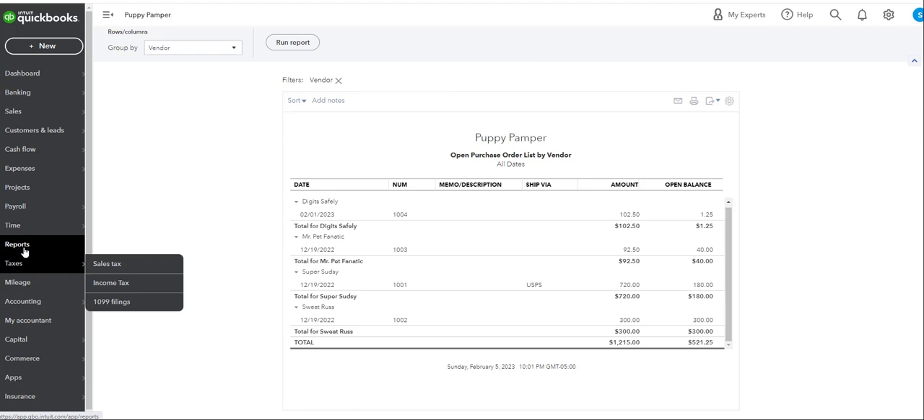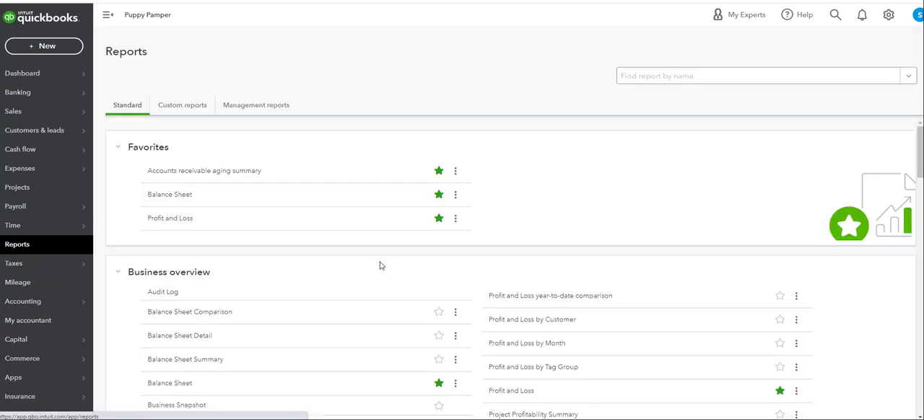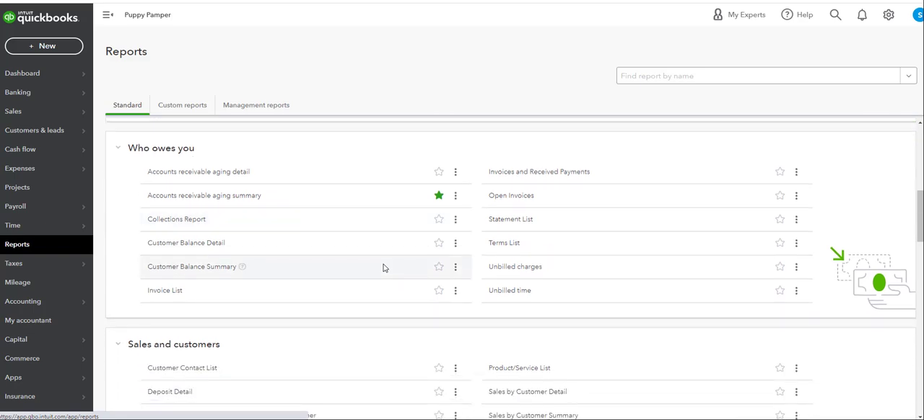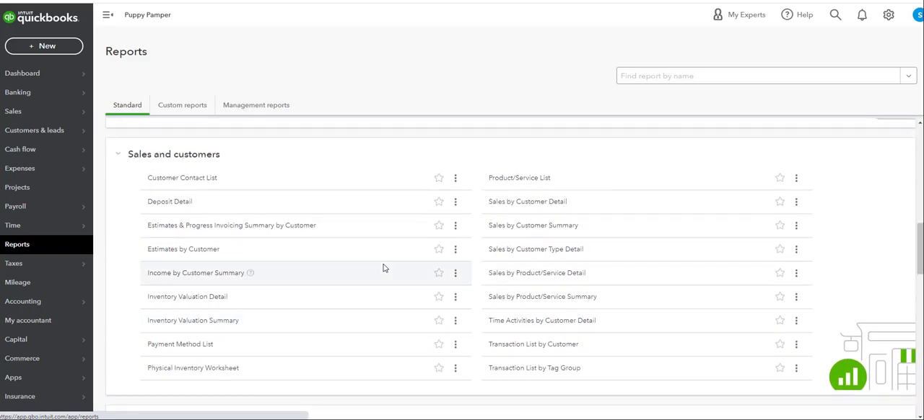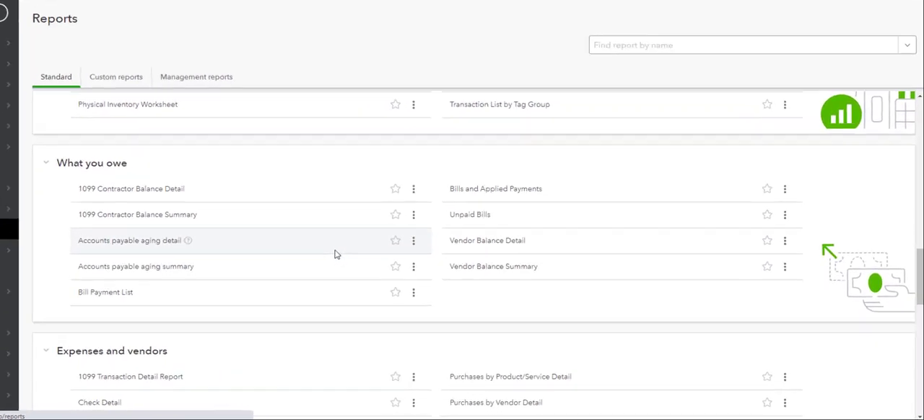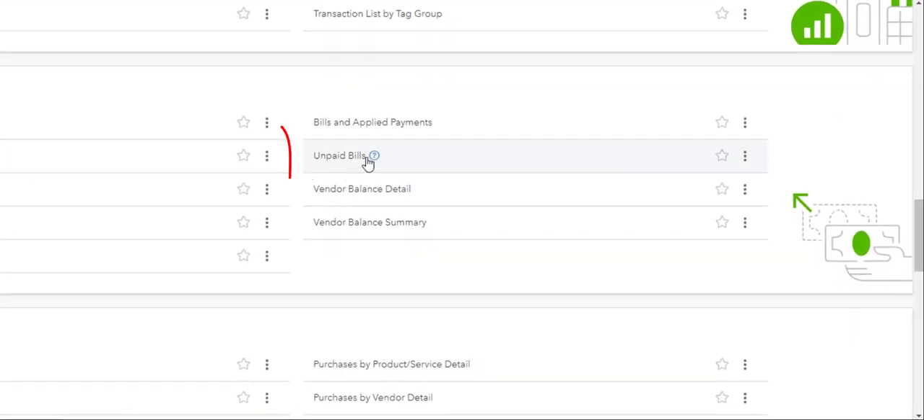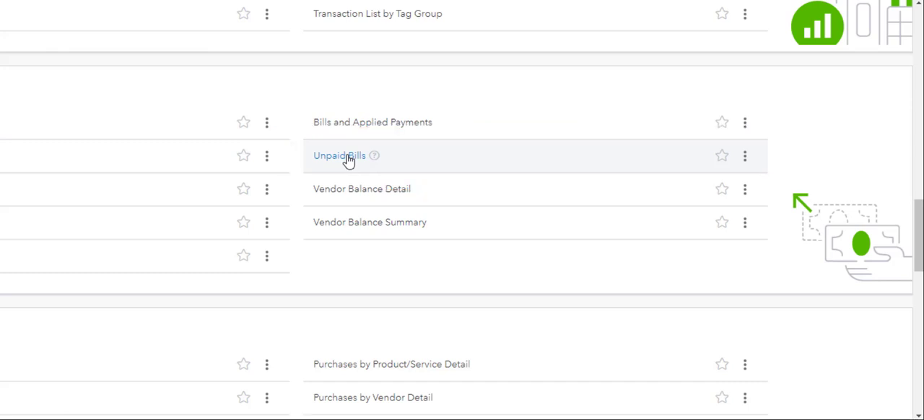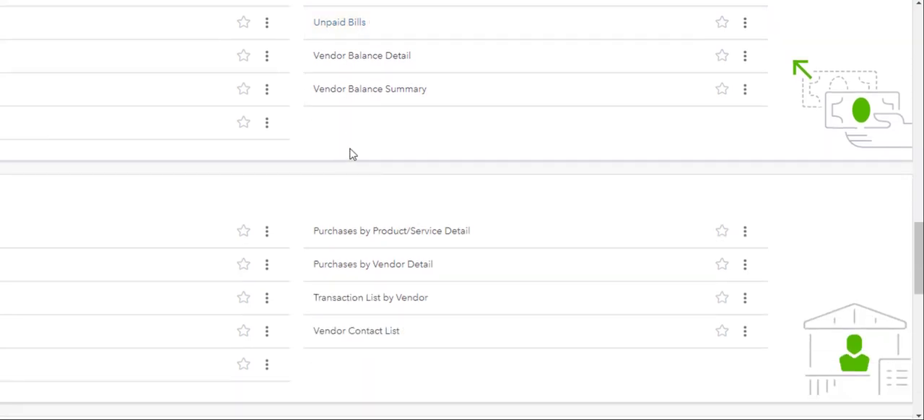Let's run a different report. And notice you can scroll down here and see the various who owes you. That would be customer related. Here's customer related. You'll be getting that, what you owe. So unpaid bills, those are going to be my partially received. And only the part I was received is going to be underneath here. So you could do that.